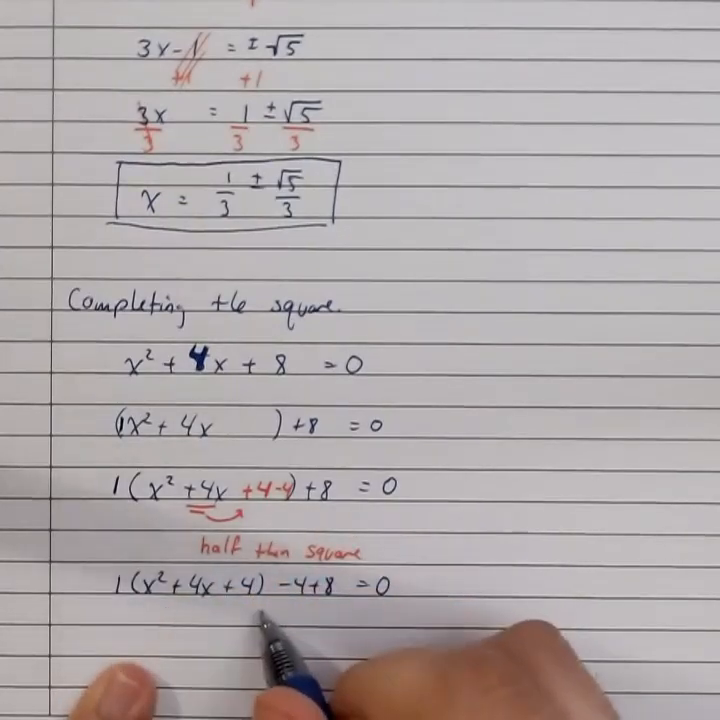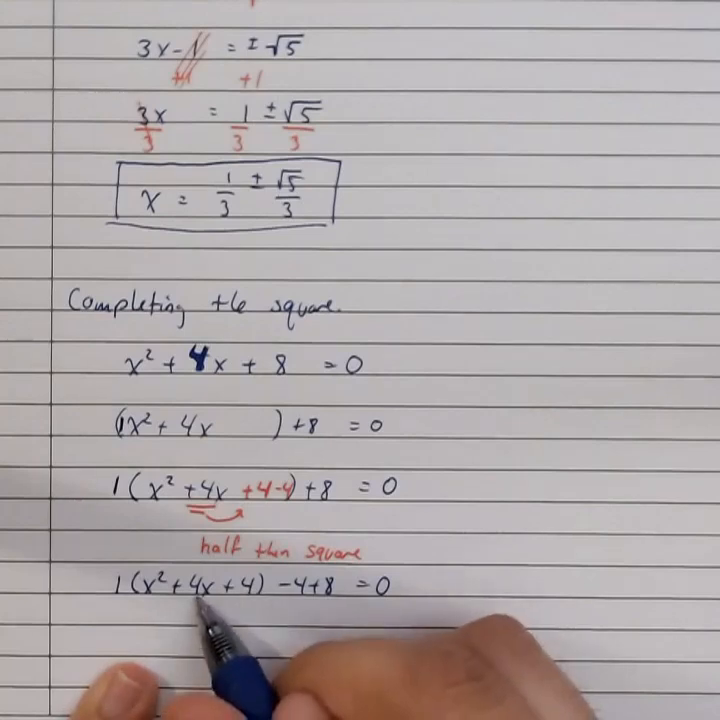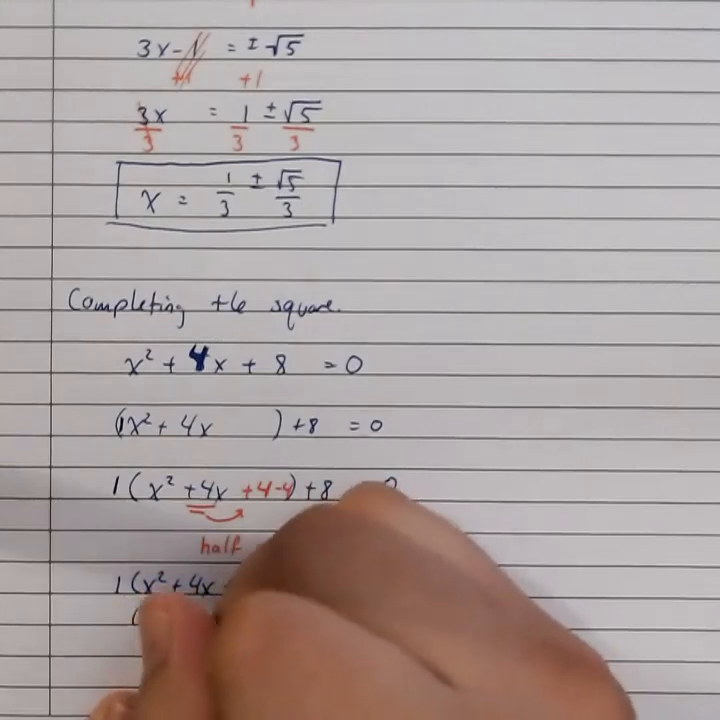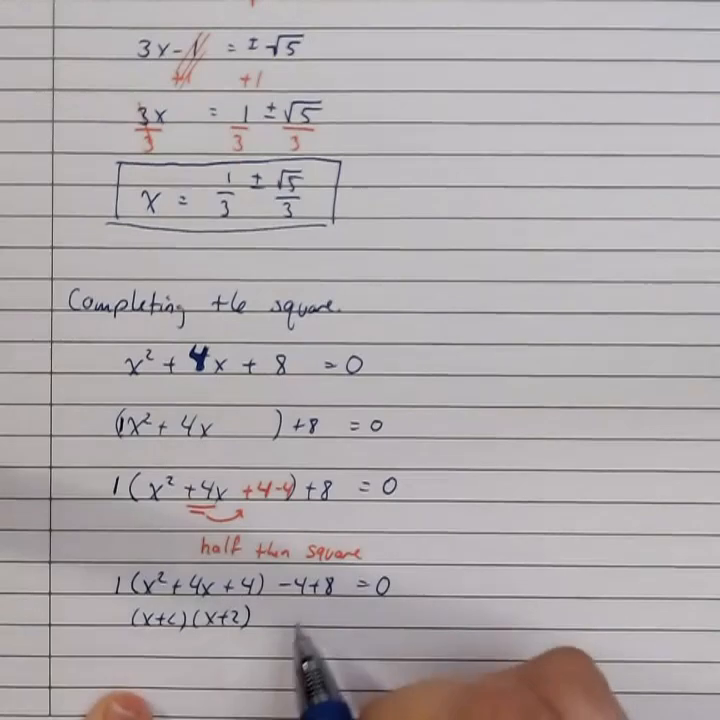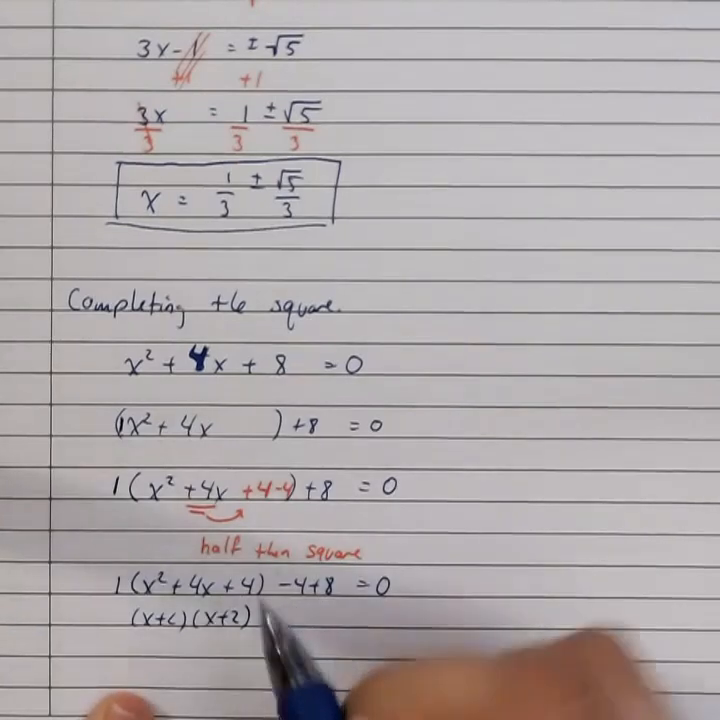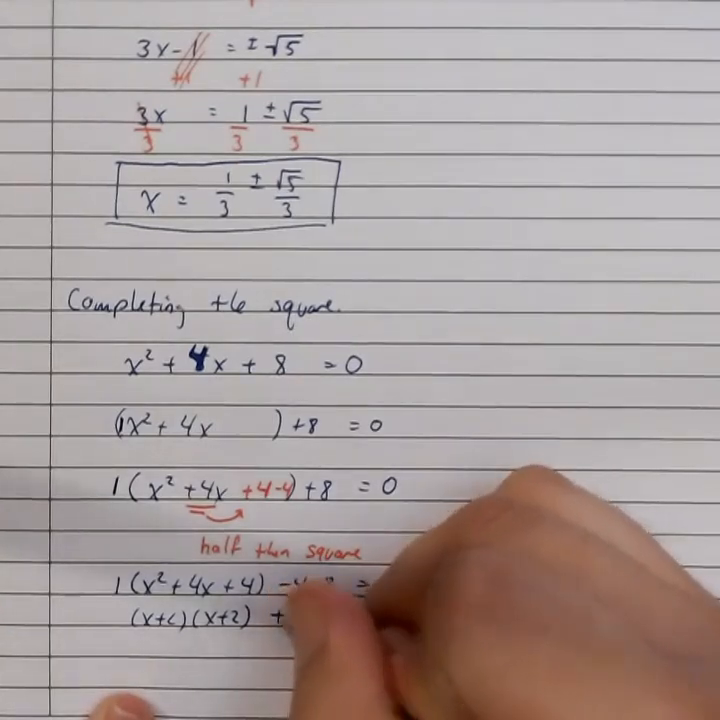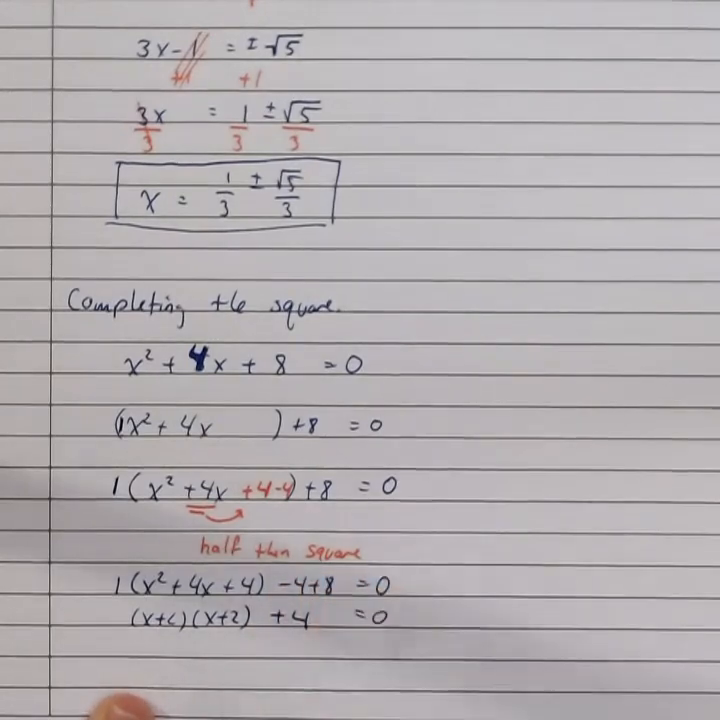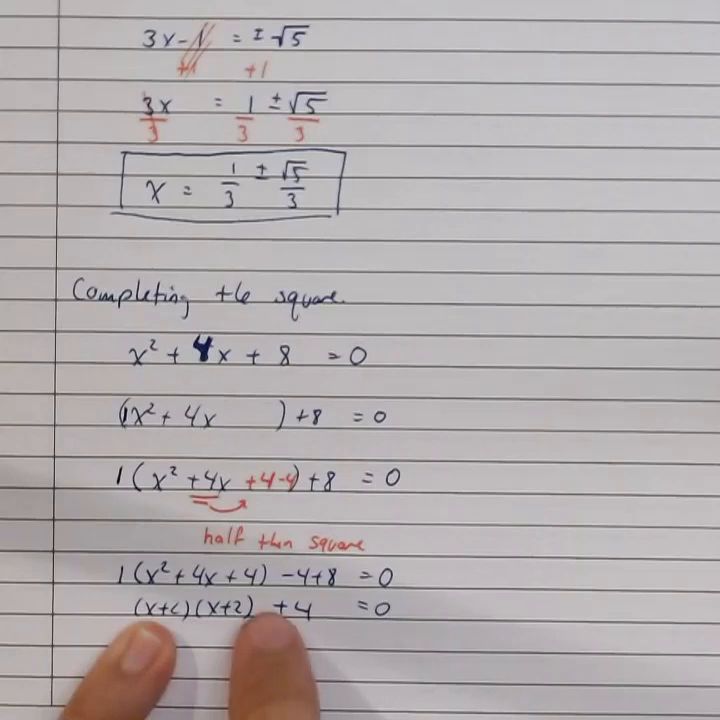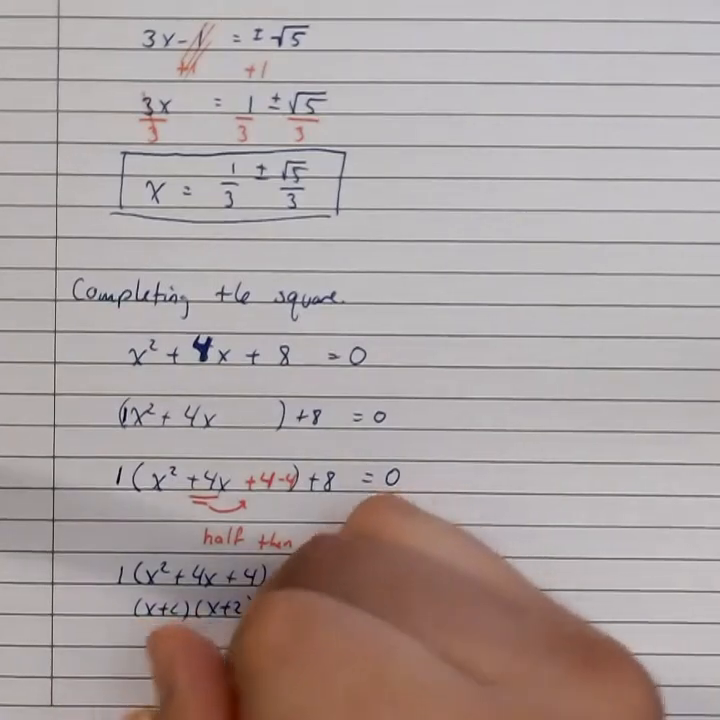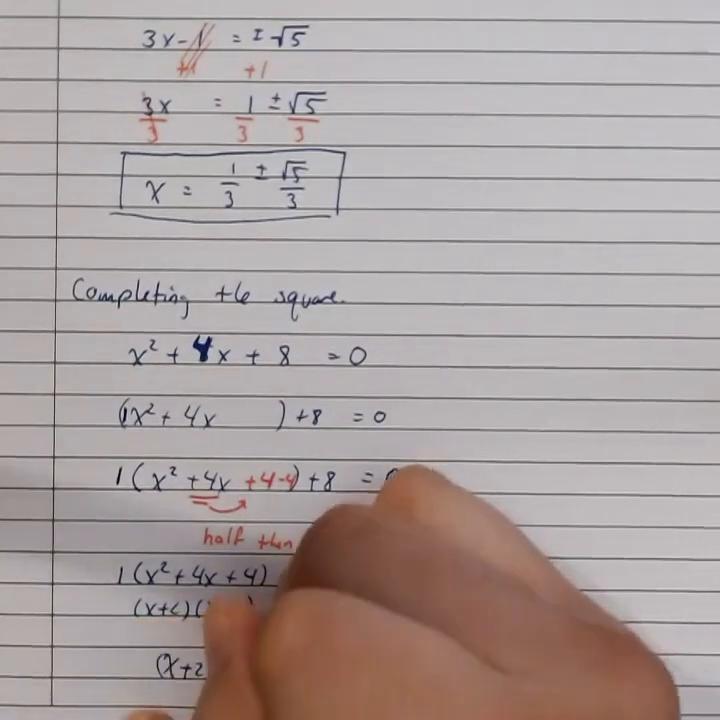Here, this can be factored. What two numbers multiply to give me 4 and add up to give me 4? Oh, well, that would be 2 and 2. So this factors as x plus 2 times x plus 2. Here, 8 minus 4, well, that's positive 4. And notice now, x plus 2 times x plus 2, I could just write that as x plus 2 squared.